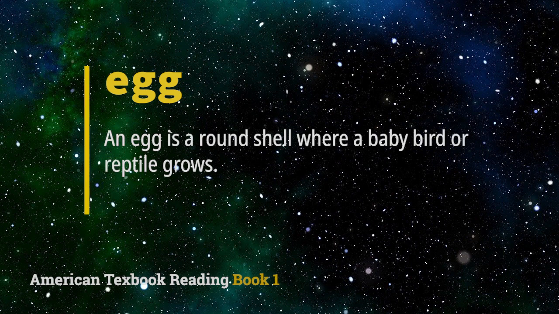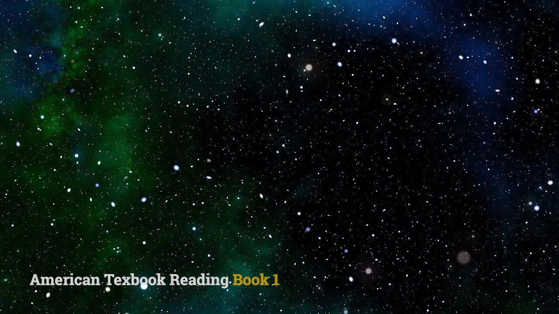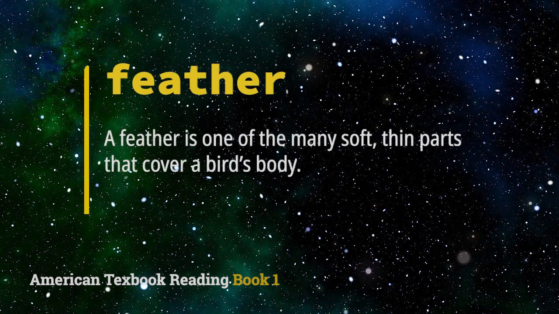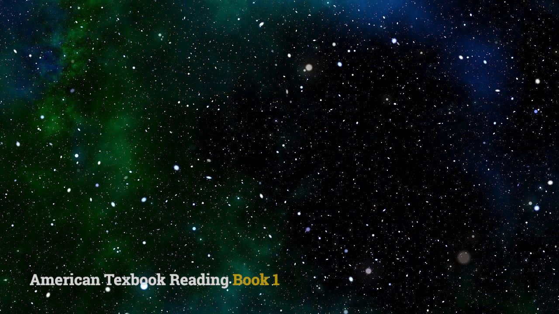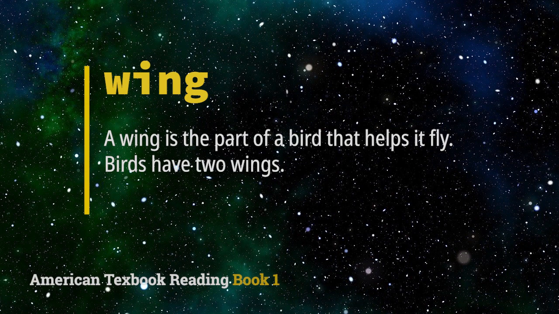Egg. An egg is a round shell where a baby bird or reptile grows. Feather. A feather is one of the many soft, thin parts that cover a bird's body. Wing. A wing is the part of a bird that helps it fly. Birds have two wings.